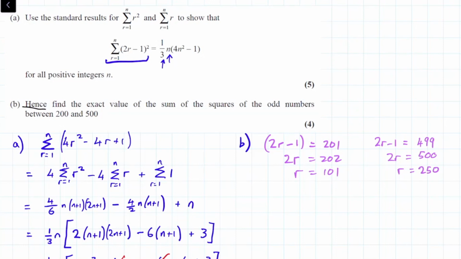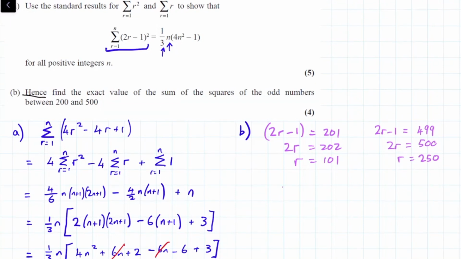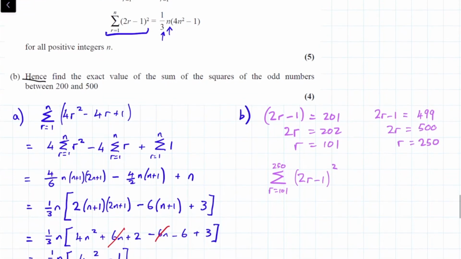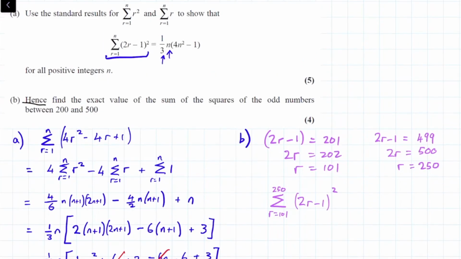So we need to interpret this sentence and figure out what our summation limits are going to be. From here, we can say that we are going to find the sum from r equals 101 up to 250 of (2r minus 1) squared. That's what we want. That is the summation for the sum of the squares of odd numbers between 200 and 500. Okay, now we know how to do this. We've already made a formula.